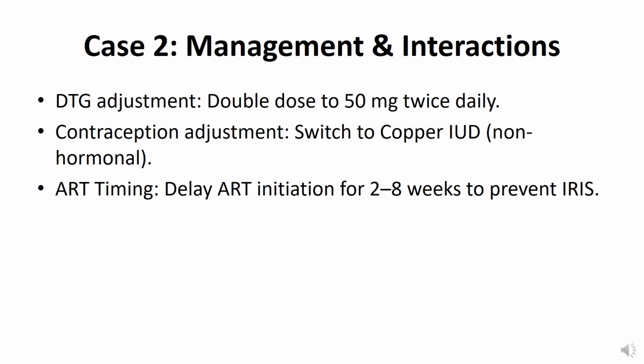To overcome this interaction, the dolutegravir dose is adjusted. Instead of the standard once-daily regimen, the dose is increased to 50 mg twice daily. This adjustment helps maintain effective drug concentrations despite the enzyme-inducing effects of rifampicin. It allows both HIV and tuberculosis therapies to be used together safely.